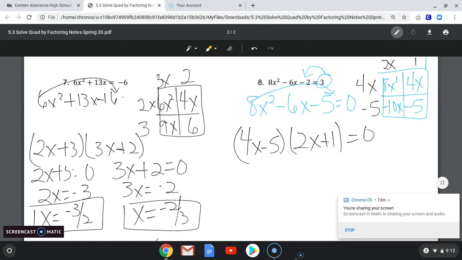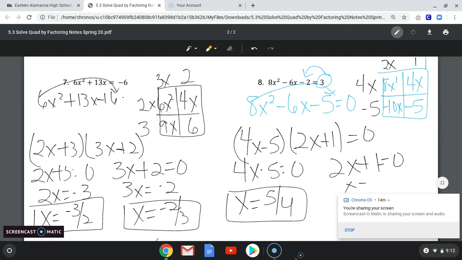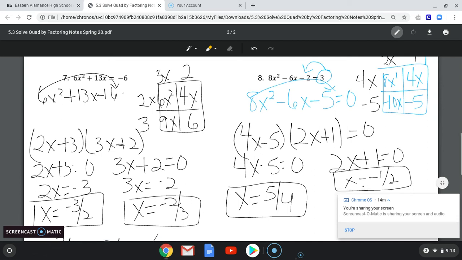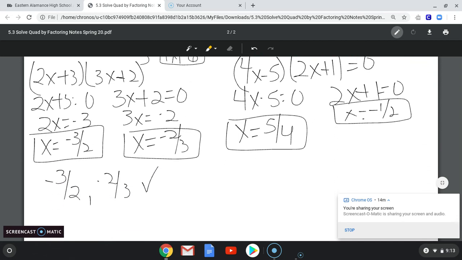I am now ready to take each one, set it equal to 0, and solve. When I solve the first one, I'm going to get x is equal to 5/4. When I solve the second one, I'm going to get negative 1/2. Now, once again, if I'm going to put this into Delta Math, honestly, off the top of my head, I do not remember if order matters. It should not. I would put 5/4. Put a comma, it'll give you another box, and then you write your negative 1/2 in Delta Math. And those are the two places where your quadratic graph will touch the x-axis.